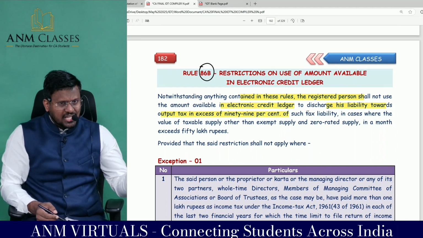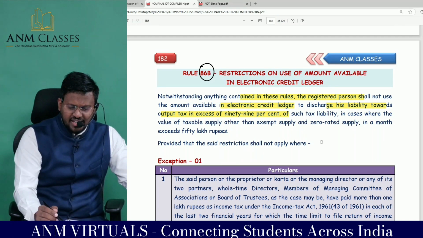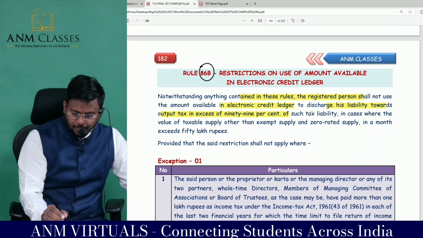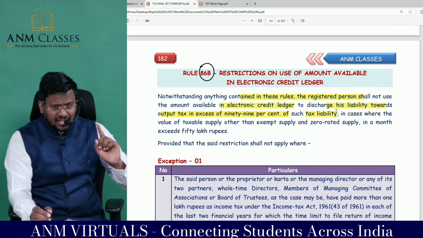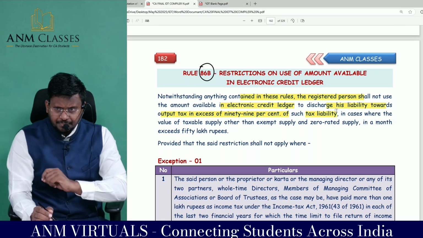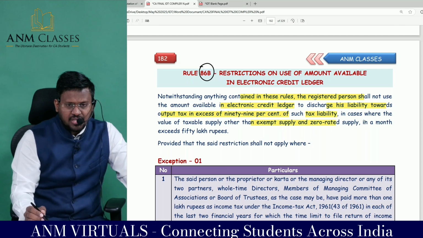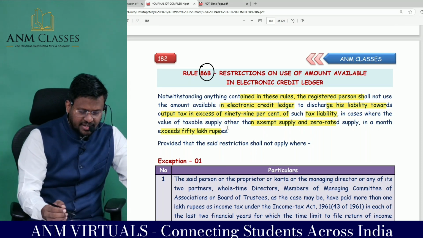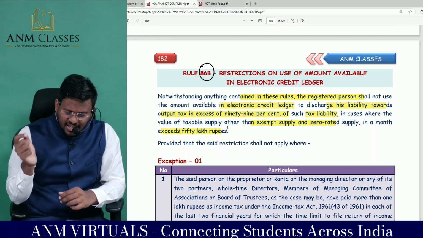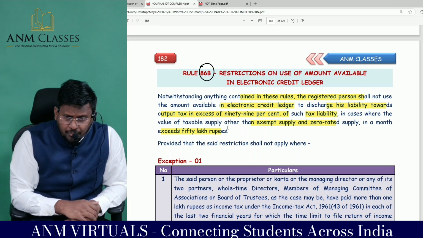So you cannot use the ITC available to discharge the output tax in excess of 99%. 99% of what is the big question: of such tax liability. It's not 99% of the ITC available, it's 99% of the tax liability. This applies in cases where the value of taxable supply other than exempt supply and zero rated supply in a month exceeds 50 lakh rupees. That means taxable supply should be more than 50 lakhs.